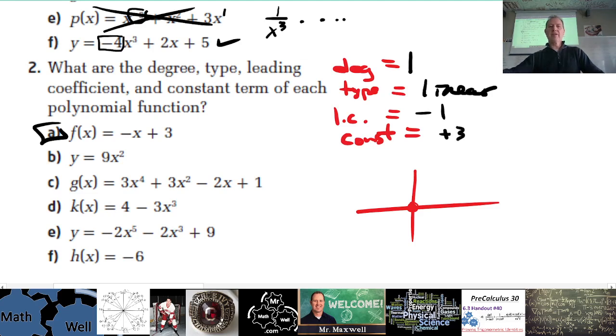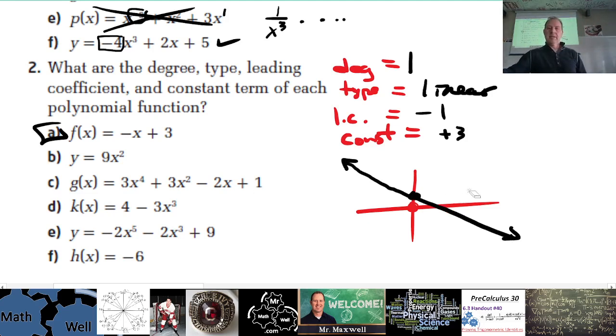All right, now you don't have to graph this, but if we were graphing this, the end behavior is going to be going down. We're going to have a constant of 3, so that's the y-intercept. The leading coefficient is negative, that's why it goes down. And it's linear, so basically we're going to draw a straight line through here, and that's going to be the graph. So everything lines up there. Okay, but you don't have to graph these ones.